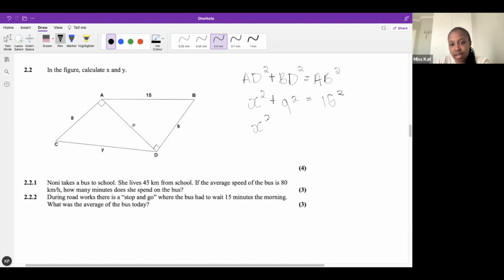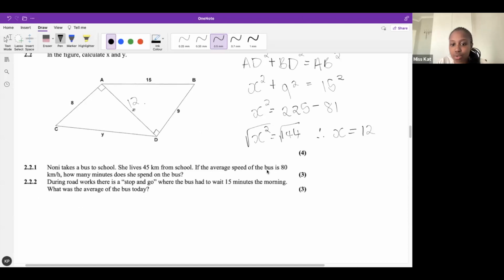So x squared equals, how much is 15 squared? Thank you very much, Abu. I love it. 15 squared is 225. And we're going to subtract 81. Be careful. So then x squared will be 144. Square root both sides. Therefore, x equals 12. So x here is 12. Nice. I like that I'm seeing more messages in the chat. Let us participate.